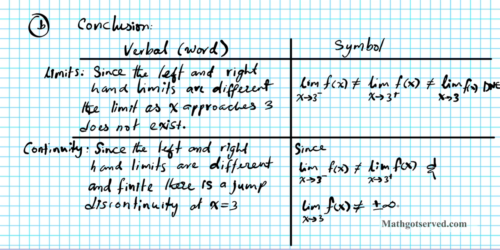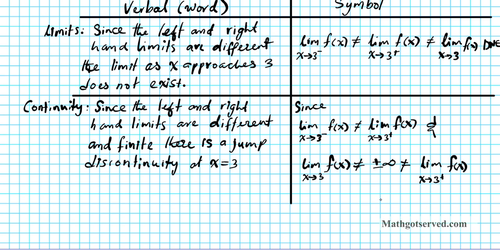And plus or minus infinity is also not equal to the right-hand limit, as x approaches 3 from the right. This automatically implies that they both approach finite points, hence we have a jump discontinuity. So you start from a finite point and you jump to another finite point. So this implies jump discontinuity at x equals 3. Okay?